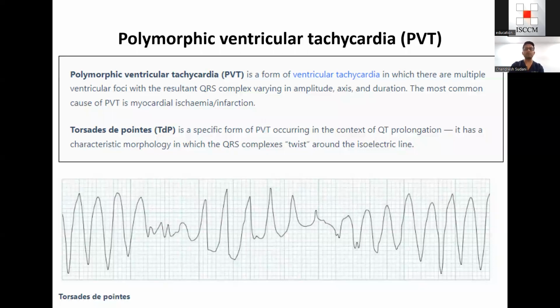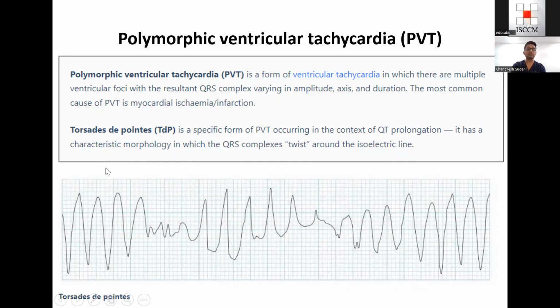Now coming to the polymorphic ventricular tachycardia, this is a very deadly rhythm, and in polymorphic ventricular tachycardia generally there are multiple ventricular foci with a resultant QRS complex. It varies in amplitude, it varies in the axis, it also varies in the duration. So you will see a completely different morphology of QRS complexes.